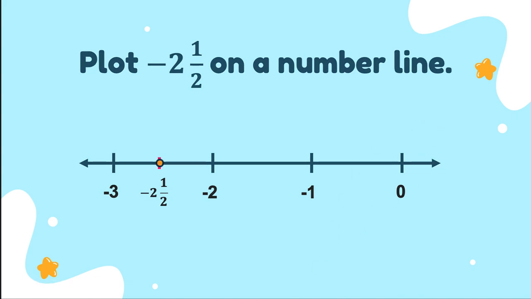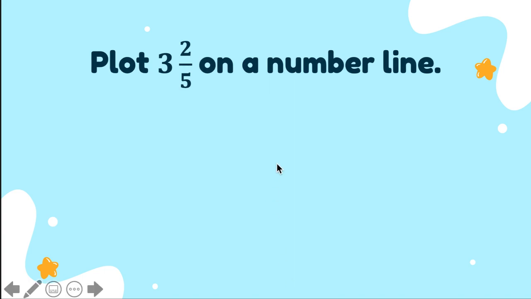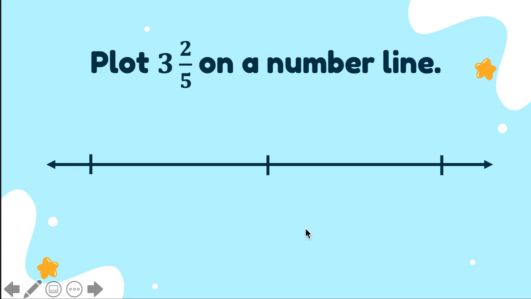Another example, what if we have 3 and 2/5 on a number line? So how are we going to plot 3 and 2/5 on a number line? So we have here a number line, and as you can see, 3 and 2/5 is between the integers 3 and 4. So you should have 3 and 4 on your number line.